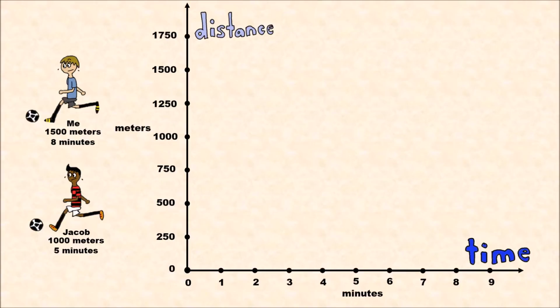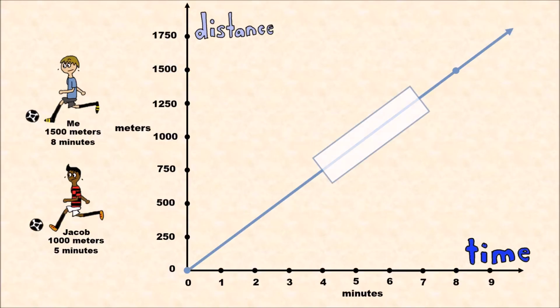Now, first let's see how fast I ran. Well, at first, when no time passed, you didn't move at all, so you can put a point there. Then, after 8 minutes, you ran 1,500 meters, so we can put a point there. Yes, and if we connect these 2 points, we have a line that represents how much distance I ran over how much time has passed, or in other words, my speed. The steeper it is, the faster I go.